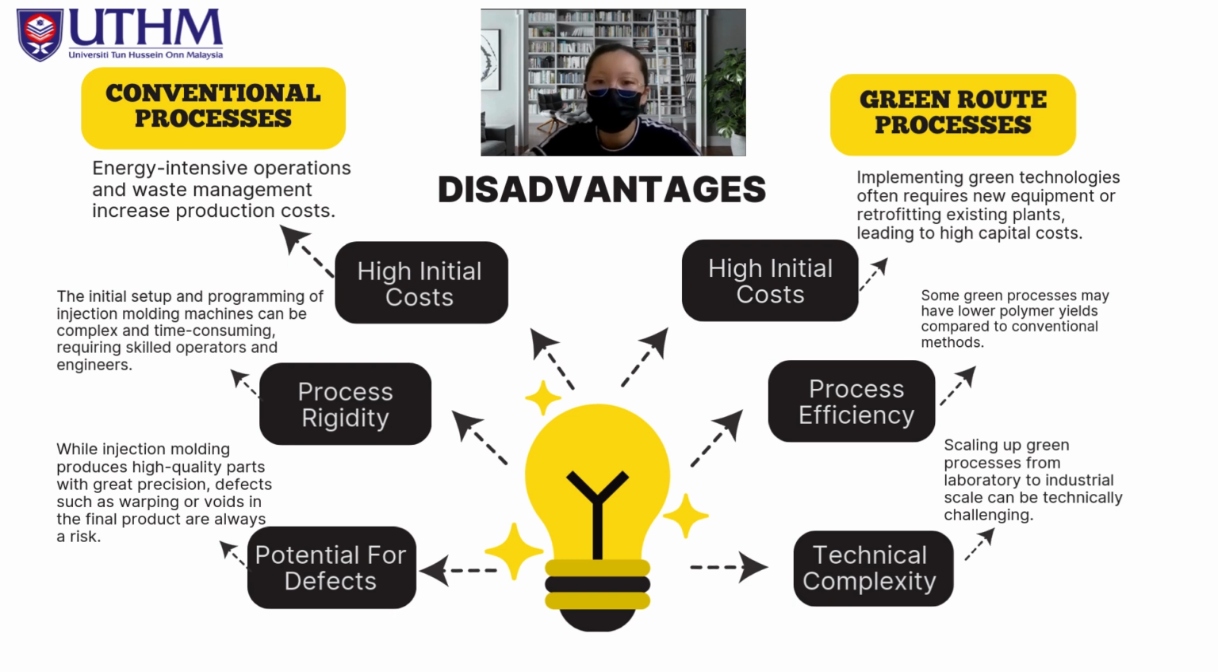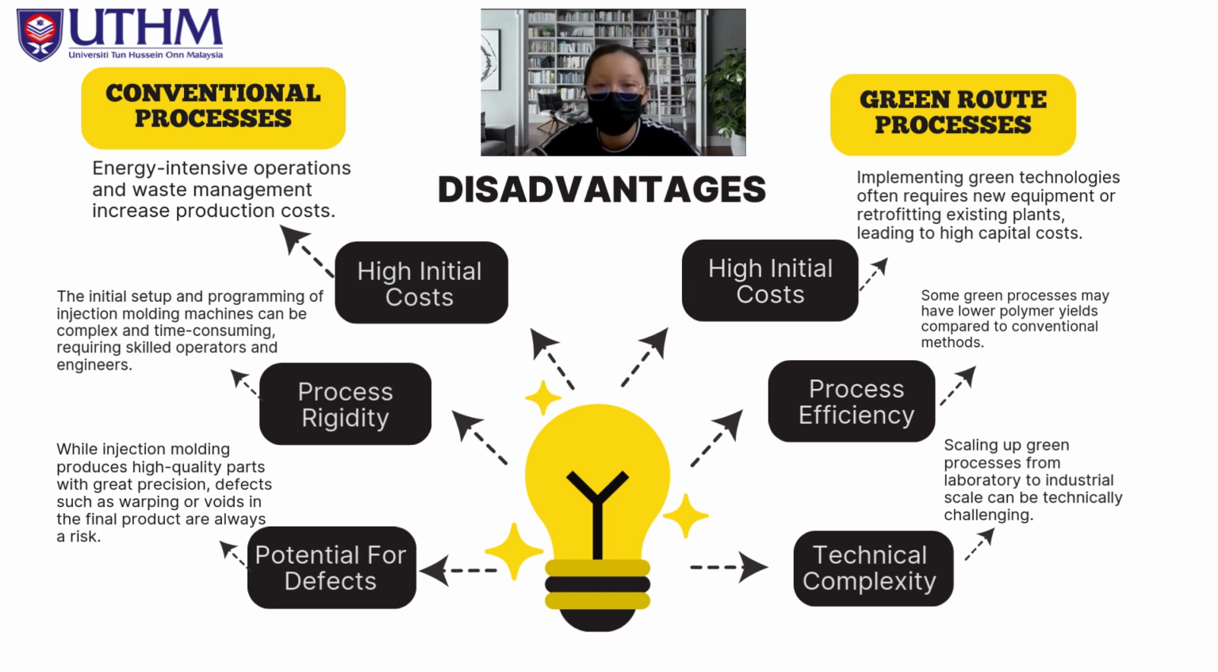The second disadvantage is process efficiency. Some green processes may have lower polymer yields compared to conventional methods. For example, green catalysts or enzymatic processes may have slower reaction rates, increasing the production time.